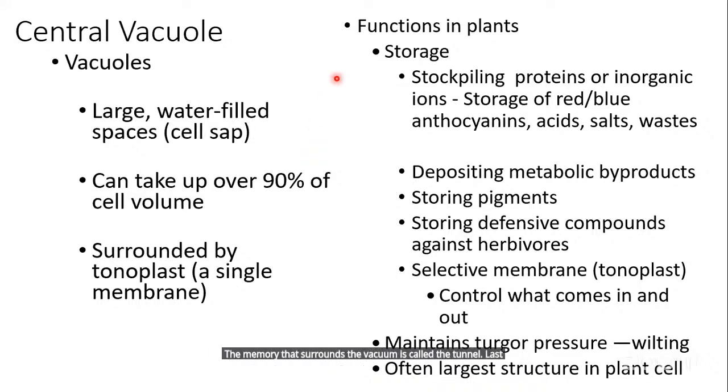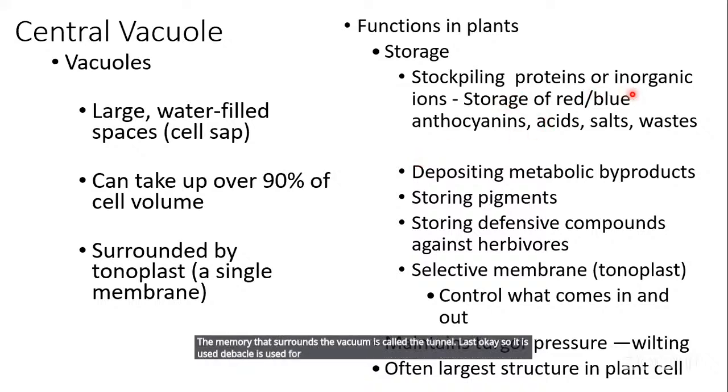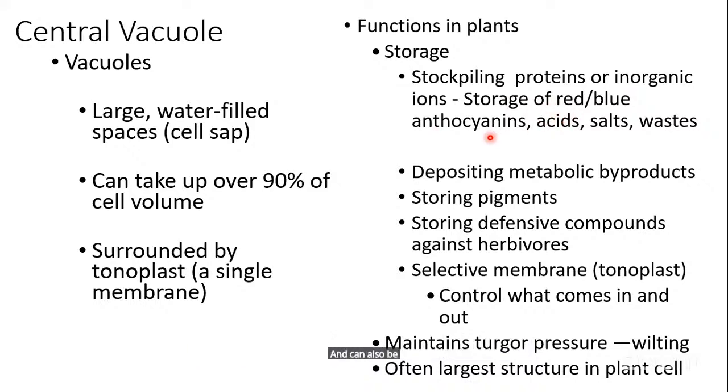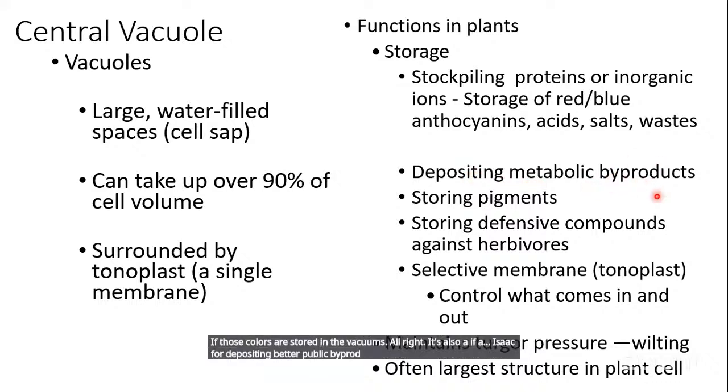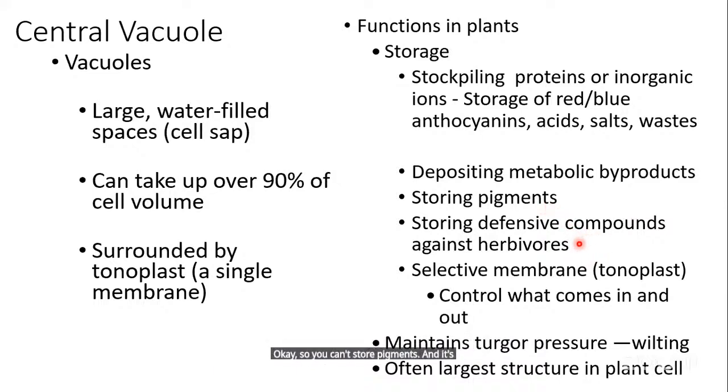So the vacuole is used for stockpiling proteins or inorganic ions. It can also be used to store red and blue anthocyanins, acids, and salts. When you see brightly colored fruits or things like that, those colors are stored in the vacuoles. It's also a sac for depositing metabolic byproducts so that they don't harm the cell. So it can store pigments, and it stores defensive compounds against herbivores.